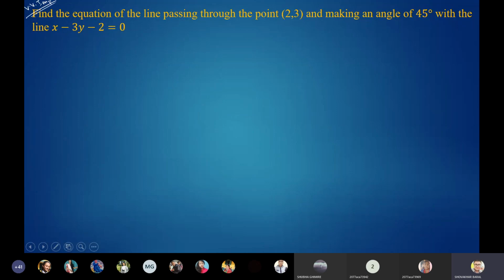Find the equation of a line passing through the point (2, 3) and making an angle of 45 degrees with the line x − 3y − 2 = 0. Find the equation of lines. It must be straight lines here. Okay. Find the equation of straight lines passing through the point (2, 3) and making an angle of 45 degrees with the line x − 3y − 2 = 0.